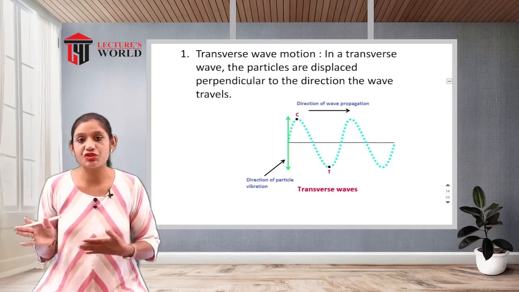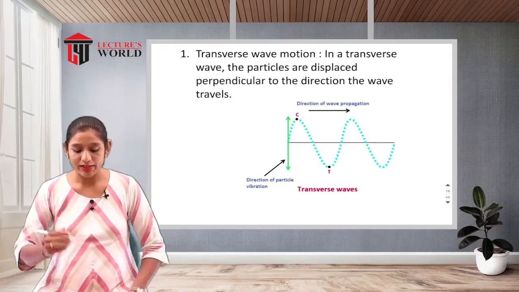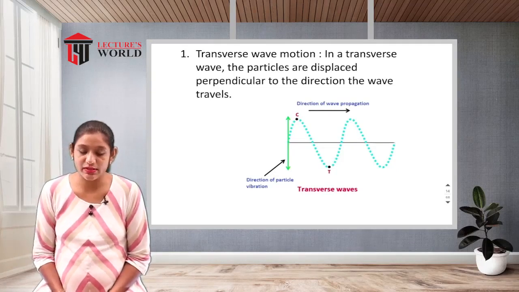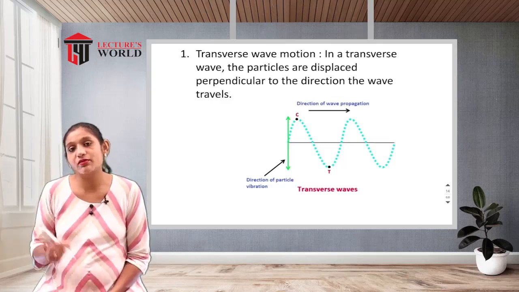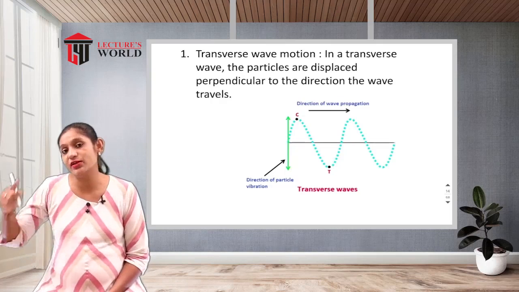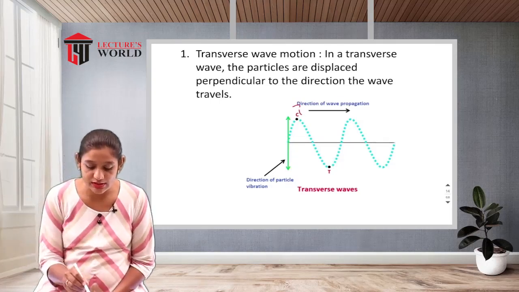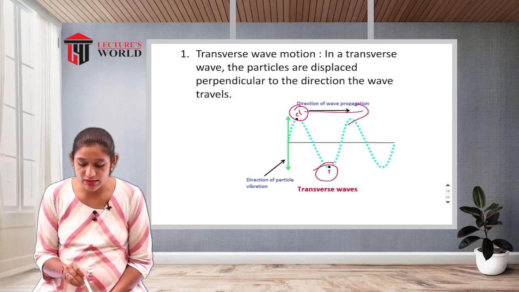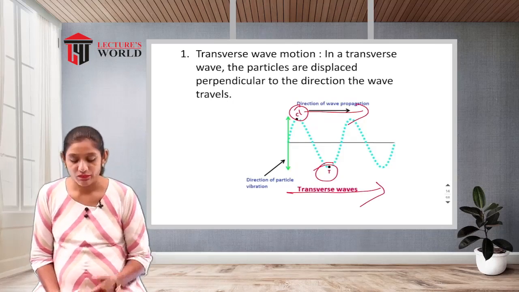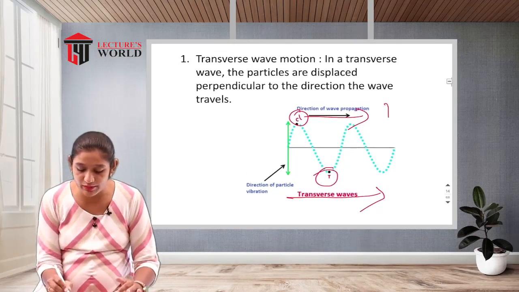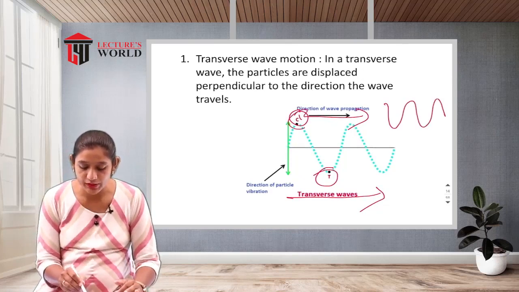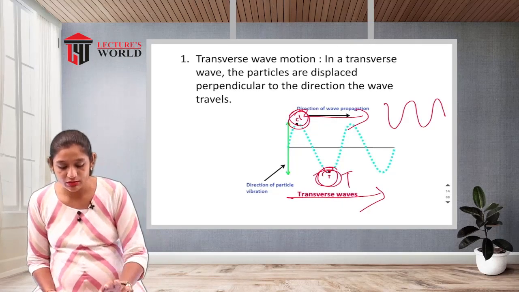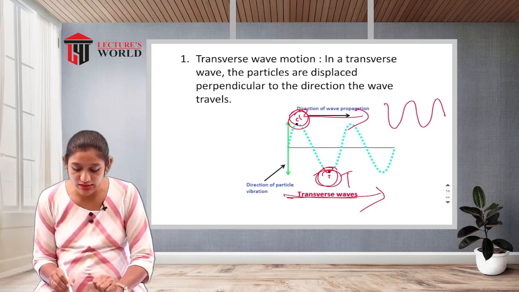transverse wave motion. In a transverse wave, the particles are displaced perpendicular to the direction the wave travels, meaning the direction of the waves traveling from one medium to another. This is called the C and this is called the T, right? This is the direction of the waves and this is the transverse wave. The peak point of the higher, which is the C, and the peak point of the lower, this is called the T, meaning the direction of the propagation of the wave, and this is the transverse wave.